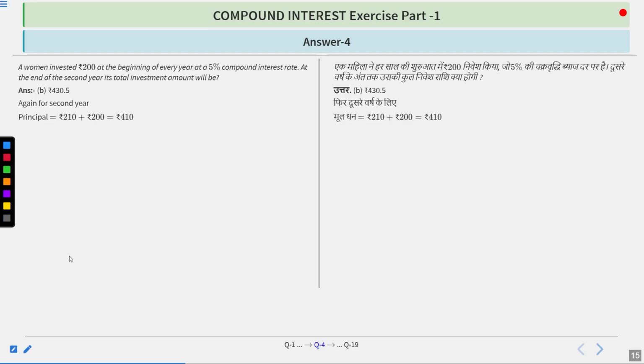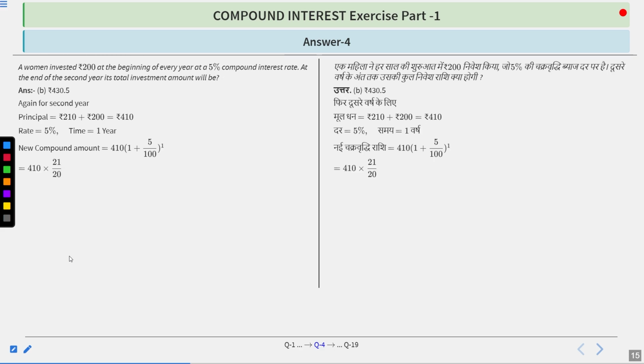Then, for the second year, the principal becomes rupees 210 plus the initial principal, rupees 200, that is 410. So for the second year, the principal has become the principal for the first year plus the compound interest, that is rupees 410. The rate was 5% and the time was also 1 year. Therefore, the new compounded amount, using formula 9.4, is 410 into 1 plus 5 upon 100 raised to power 1. That is 410 into 21 upon 20, which is rupees 430.50. Therefore, option B, rupees 430.5, is the correct answer.